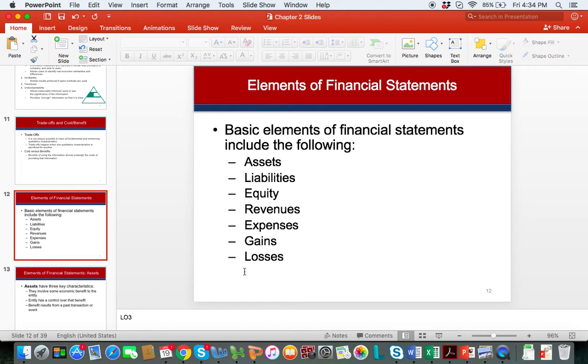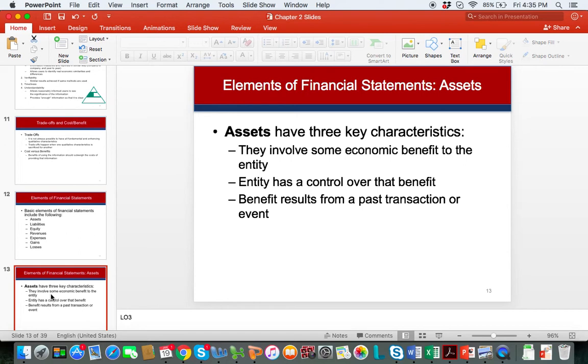So, basic elements of financial statements. This should be familiar. On your balance sheet, you're going to have assets, liabilities, and equity. On your income statement, you're going to have revenues, expenses, gains, and losses. So assets have three key characteristics. They involve some economic benefit to the entity, the entity has control over that benefit, and the benefit results from a past transaction or event.